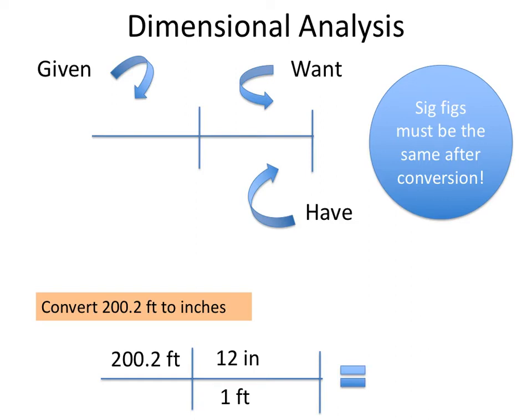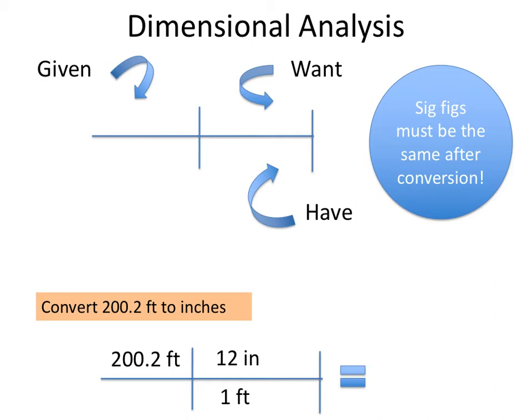When we're doing dimensional analysis problems, we're always going to set up in this kind of train track type approach. Now, when we convert anything in chemistry, from one unit to another, remember that our significant figures must be the same after the conversion. So whatever number of sig figs we start with, that's the number we should end up with. Let's go ahead and look at a practice problem.